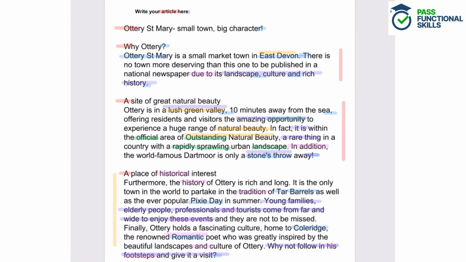And also make sure that your answers are consistently suited to the audience and purpose that were given in the question.